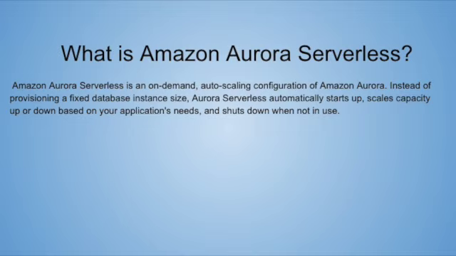So Amazon Aurora Serverless is an on-demand auto-scaling configuration of Amazon Aurora. Instead of provisioning a fixed database instance size, Aurora Serverless automatically starts up, scales capacity up or down based on your application's needs, and shuts down when not in use. Think of it like regular Aurora is leasing a car. You pay for it whether you drive it or not. And Aurora Serverless is like Uber. You only pay for when you're actually using it, and the capacity adjusts based on how many passengers you have.